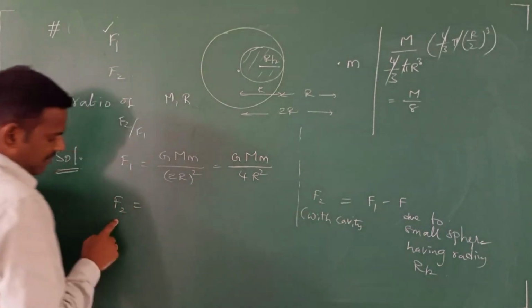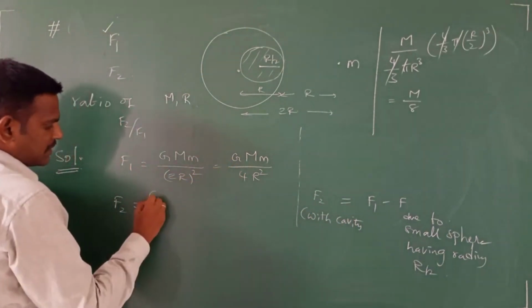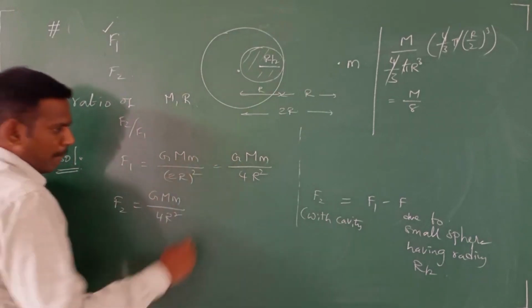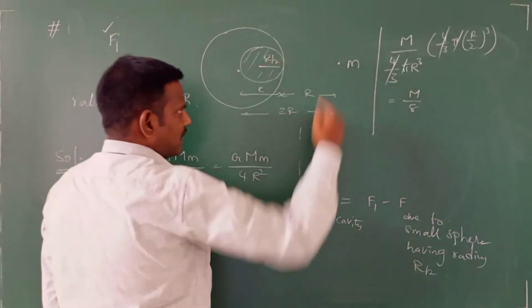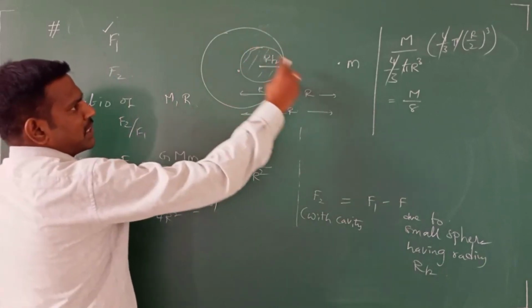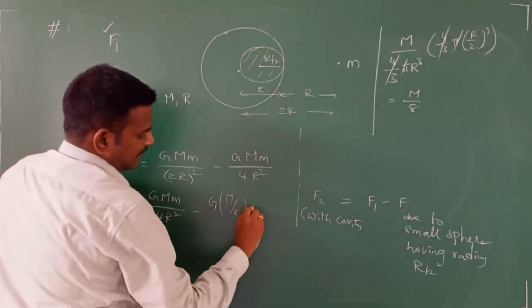F2, here I have written with the cavity. So F2 I am writing. Now that will be nothing but F1. F1 value is how much? GMm divided by 4r square, minus the force of attraction between the small solid sphere and small m now. So there G, what is the mass of this small sphere? M by 8. And what is the mass of the particle? Small m.